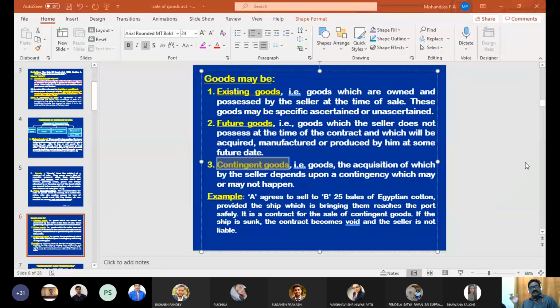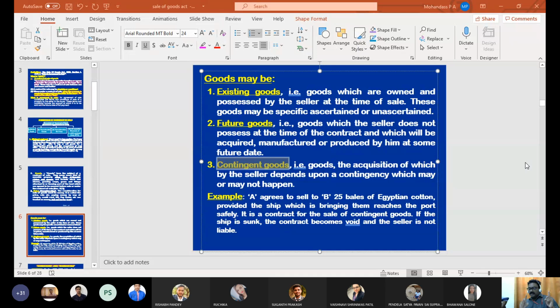Okay. Is it clear, Vaishnavi? Contingent goods. When somebody says this is a contingent good, it means the seller doesn't have the custody of that good. He will get the custody of that good in the event of an action or a situation which may or may not happen. I've ordered Egyptian cotton and it is on the way from Egypt to Chennai. Unfortunately, due to a cyclone or tsunami, if the ship is sunk on the way, you cannot file a suit against me because it is already mentioned as contingent goods.